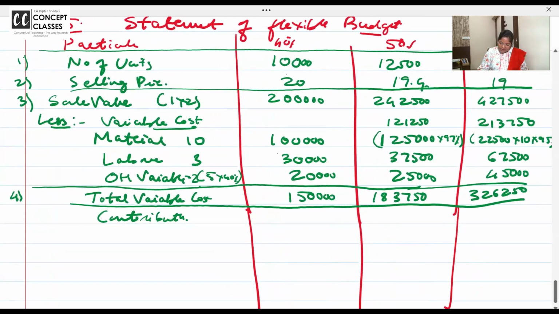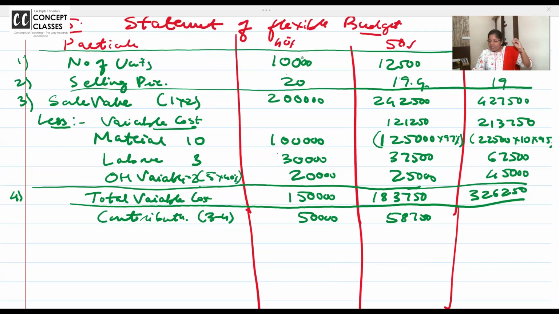So where I was in the step 3 minus 4, 50,000. 58,750. मिल रहा है आपको सेल्स वैल्यू? सेल वैल्यू मिला? या 427,500 minus variable cost 326,250.